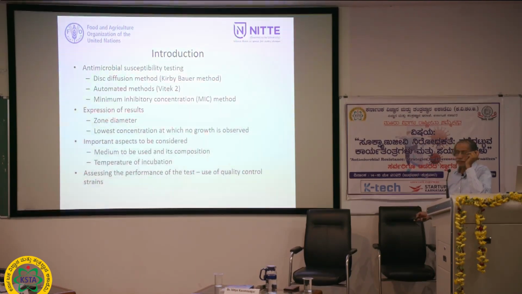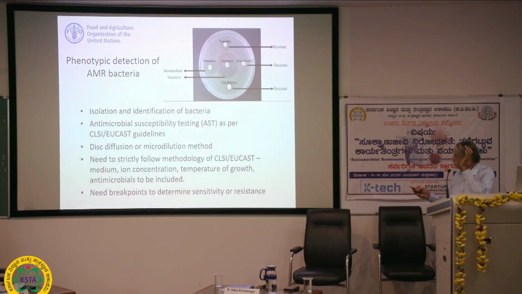How do you determine whether an organism is sensitive or resistant? Now, for example, if you look at this plate, you will see, of course, a big zone of inhibition here. So you would conclude that, okay, this is sensitive. But here you see there is a zone of inhibition, but this is labeled as resistant. So how do you differentiate a sensitive strain from a resistant strain?